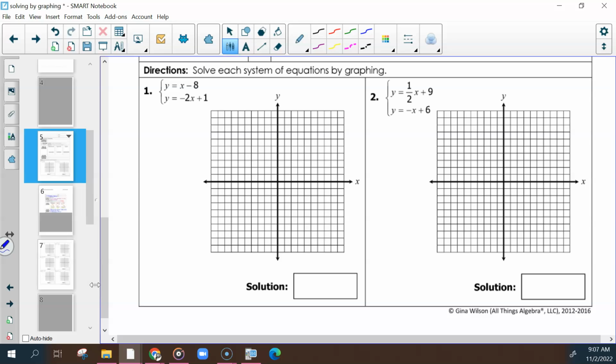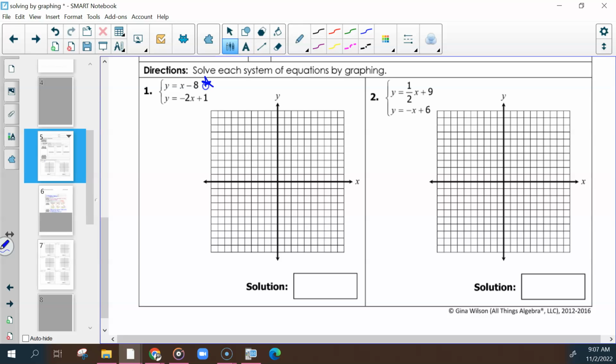Graph them. It may be beneficial to you to graph them in 2 different colors. If you want 2 different colors, I have colored pencils back here. You don't have to. I'm just saying it may help you see which one is which. I'm going to graph them in 2 different colors so that you know which one is which. Just like before, start at your y-intercept and then use your slope.